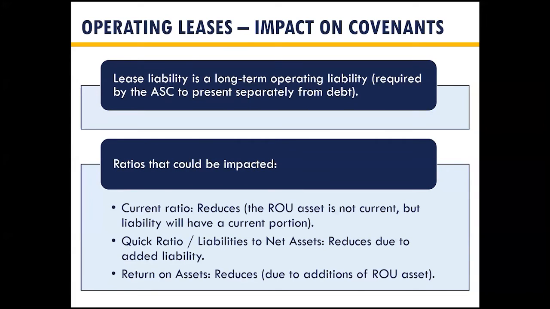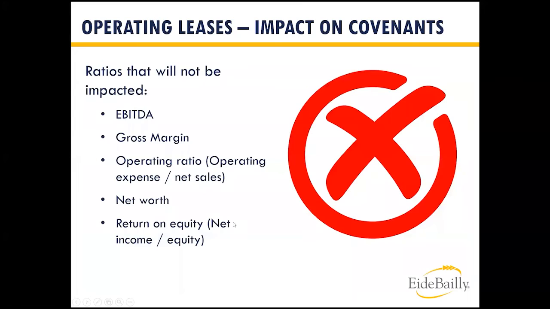You could also have a liabilities to net assets or liabilities to equity ratio that is impacted by adding more liabilities related to the operating leases, or even a return on asset ratio if that's out there. Now there's more assets, so that ratio could be reduced if you have significant operating leasing activity. Some ratios that most likely will not be impacted are a lot of the income statement type ratios: an EBITDA metric, gross margin, maybe an operating ratio, a return on equity. Won't be a lot of impact there.